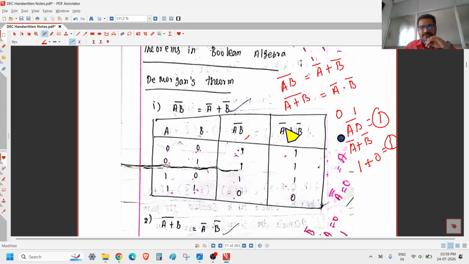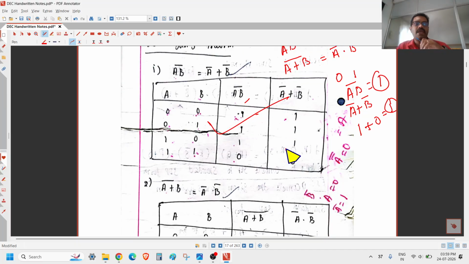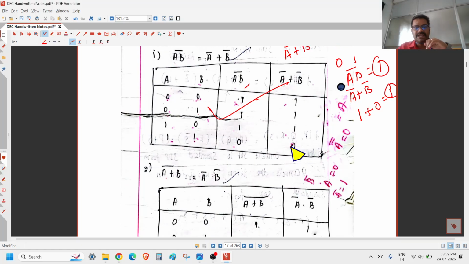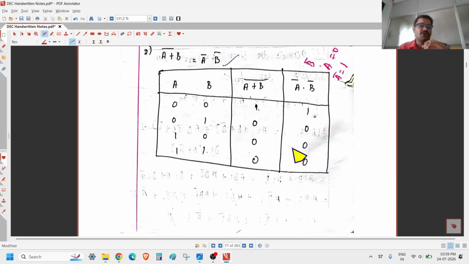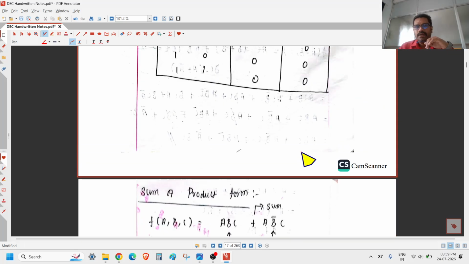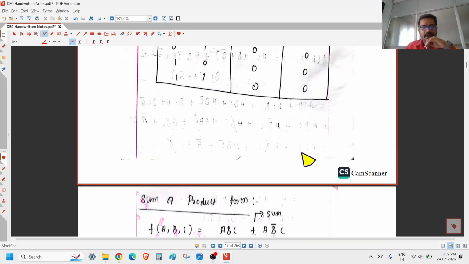Okay. So likewise, with the help of this table, it will be proved, right? So the first theorem is (AB) the whole bar is equal to A bar plus B bar, and the second theorem is (A plus B) the whole bar is equal to A bar into B bar, right? Okay. And the principle of duality theorem, it is very simple.